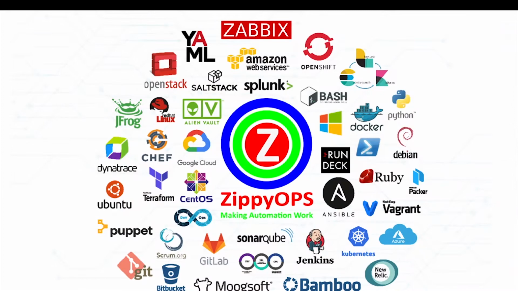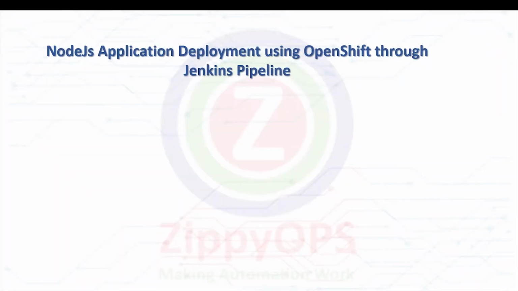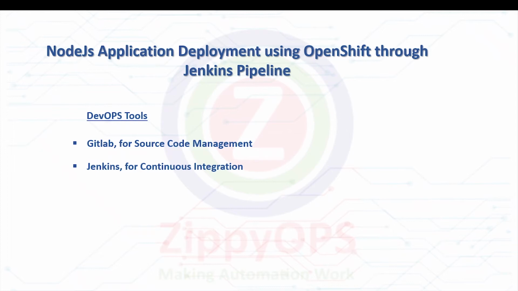Hi all. Welcome to the Node.js application deployment on OpenShift demo. In this video, we are going to demonstrate the deployment of Node.js applications on the OpenShift cluster. The complete process is orchestrated through the Jenkins pipeline. The tools used in this Node.js application deployment are GitLab for source code management, Jenkins for continuous integration, and OpenShift as the container orchestration platform.